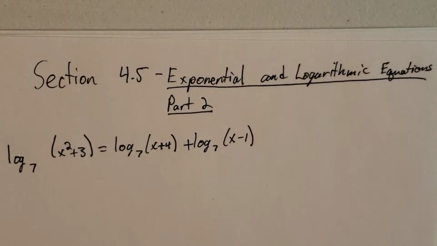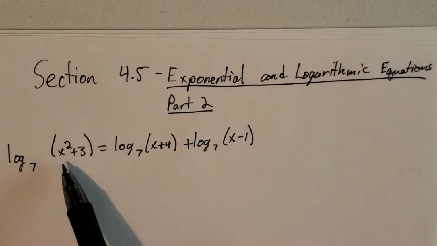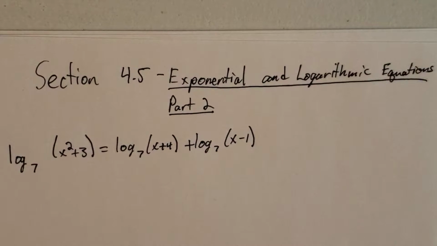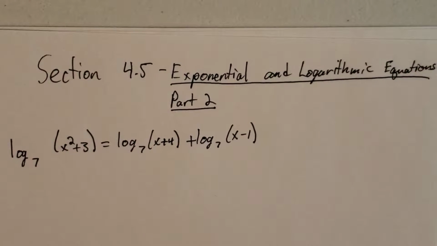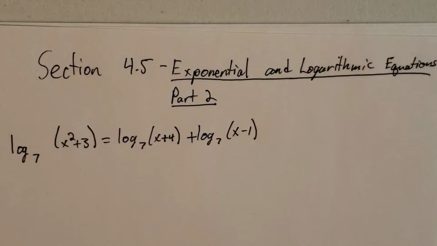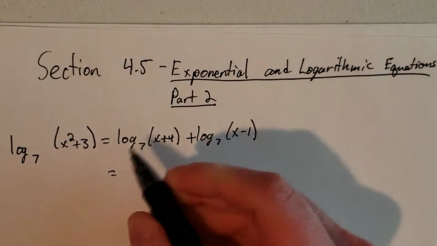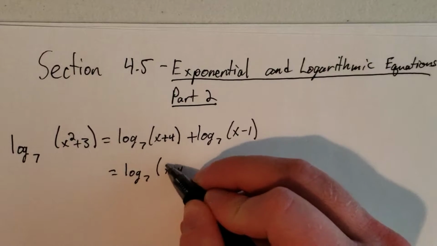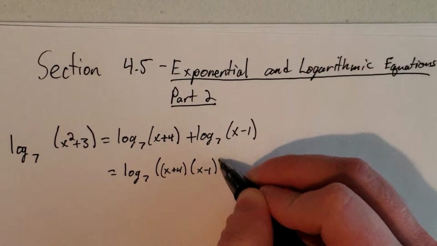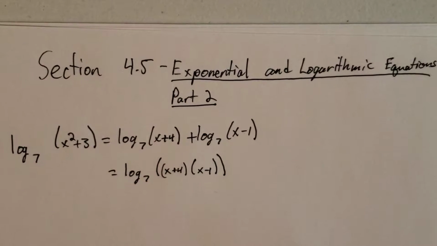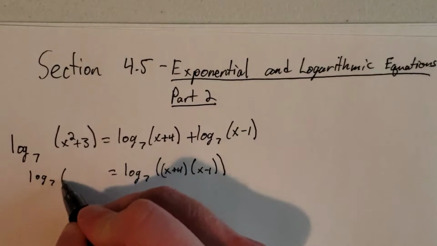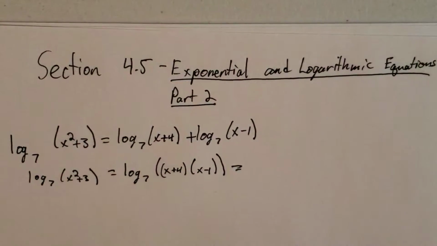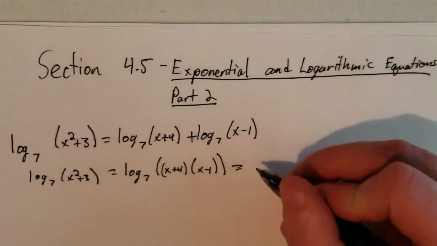For our first example, we have the logarithmic equation log base 7 of x squared plus 3 is equal to log base 7 of x plus 4 plus log base 7 of x minus 1. To solve this, the first thing I want to do is look at the right side, and we notice that this is log base 7 of x plus 4 times x minus 1, so we can combine the logarithms here. And if we continue on the right side, we can multiply the x plus 4 times x minus 1.